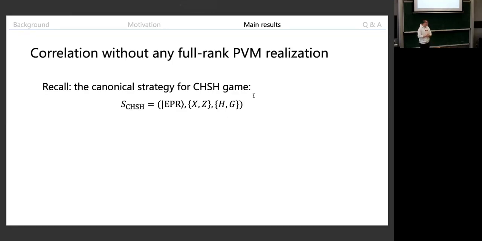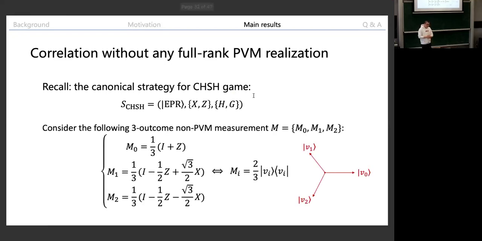The construction of the correlation is not complicated, I would say. We start with the canonical strategy of CHSH, which consists of the EPR pair between Alice and Bob, and the Pauli measurements for Alice, and shifted Pauli measurements for Bob, which we call H and G. Sorry, can you define G? Is it sigma x minus sigma z? Yes, divided by square root of two.